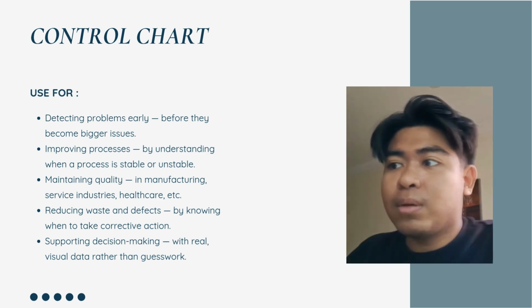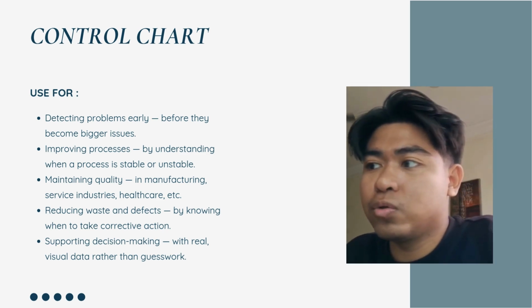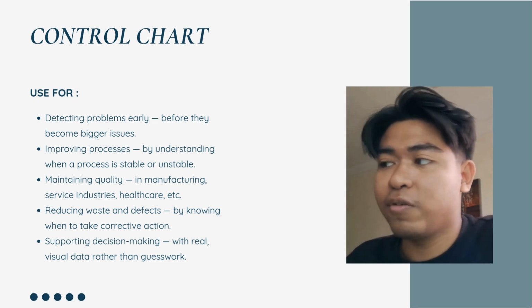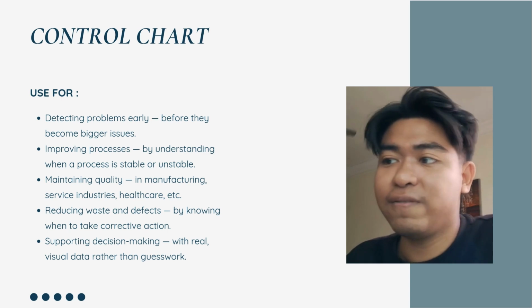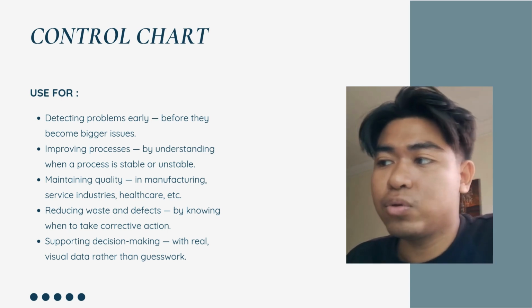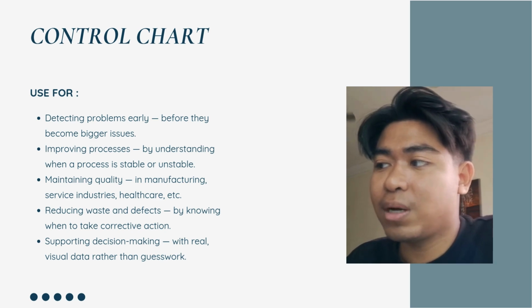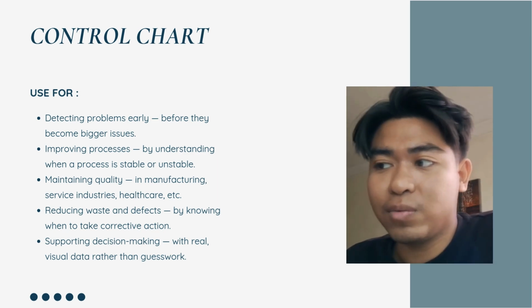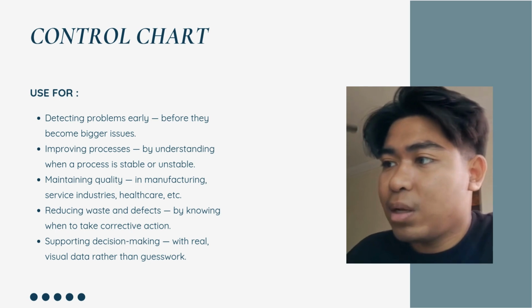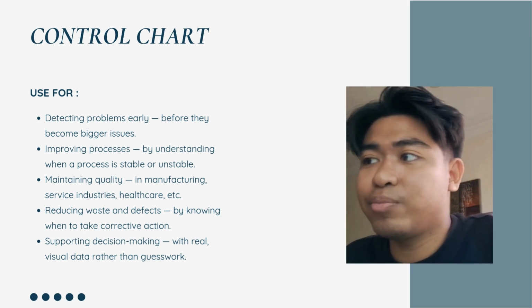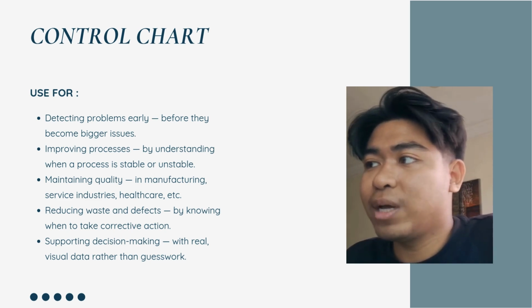A control chart is used to monitor how a process performs over time and to detect if there are problems early in the process. It helps you to see whether variations in the process are normal, which is common causes, or abnormal, which is like special causes. A control chart is used for detecting problems early before they become bigger issues.